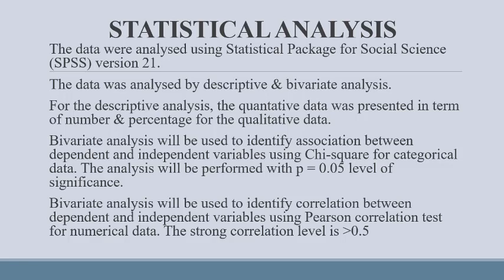The data was analyzed by descriptive and also bivariate analysis. For the descriptive analysis, the quantitative data was presented in terms of number and percentage for the qualitative data. Bivariate analysis will be used to identify association between the dependent and independent variables using chi-square for categorical data. The analysis will be performed with a p-value of 0.05 level of significance. Bivariate analysis will also be used to identify correlation between dependent and independent variables using the Pearson correlation test for numerical data. The strong correlation level is more than 0.5.